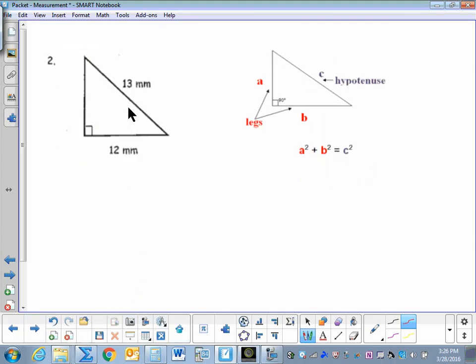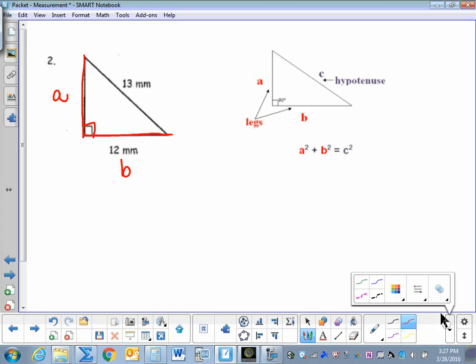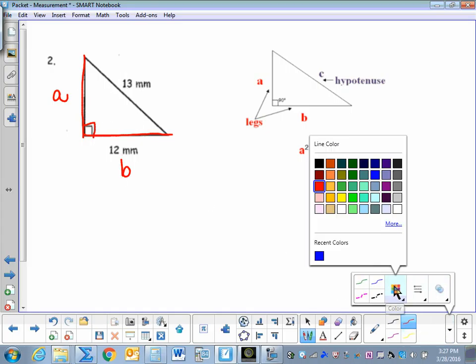Number 2. Here I have a right triangle with a missing side length. I can find this missing side length using the Pythagorean theorem. I'm first going to identify my legs and hypotenuse. I can see here that this side and this side together form the right angle. They are my legs. So I'll call this one A and this one B. The other side is C, or my hypotenuse.